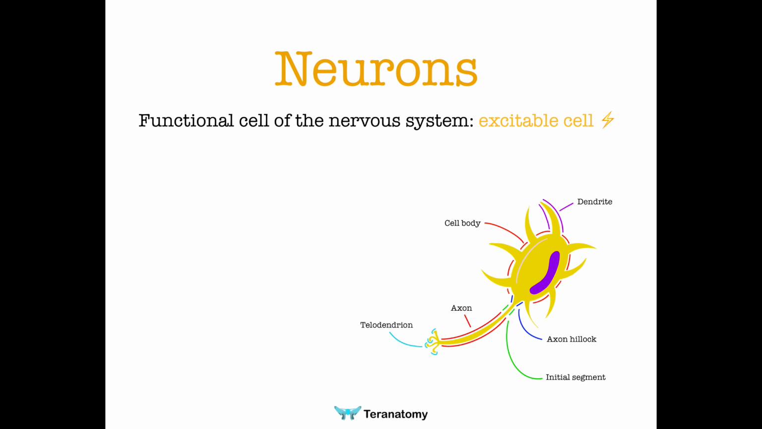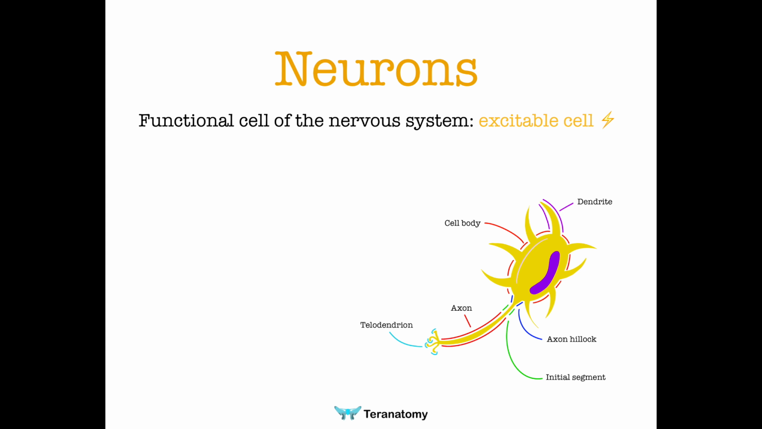Let's begin with neurons. These are the functional cells of the nervous system, and for one simple reason, they are excitable cells. This means they can receive and transmit electrical impulses, which is what makes them so special. In this diagram, you can see a typical neuron, and we're going to review its main parts and what each of them does. First, we have the dendrites. These structures receive incoming signals from other neurons, usually from the telodendrion of a presynaptic neuron.